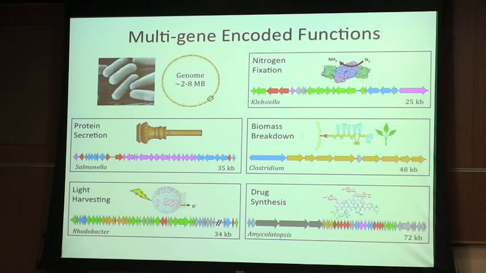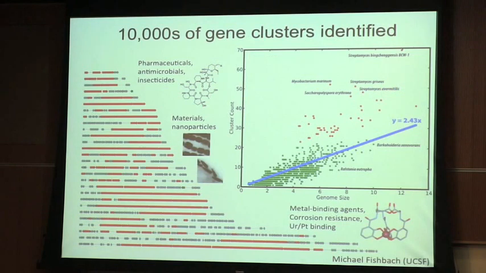This is just a subset, but with all of the really high throughput sequencing that's been going on, there are literally tens of thousands of gene clusters that encode just about anything that you can imagine. And this is being found in a very automated way. The bioinformatics exists in order to go in and identify these different types of functions.